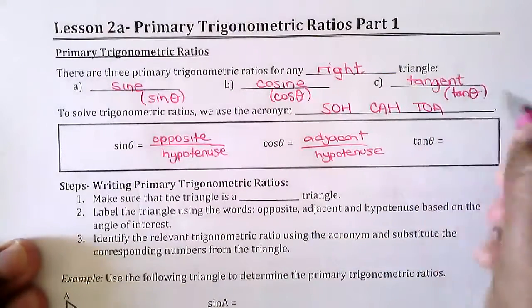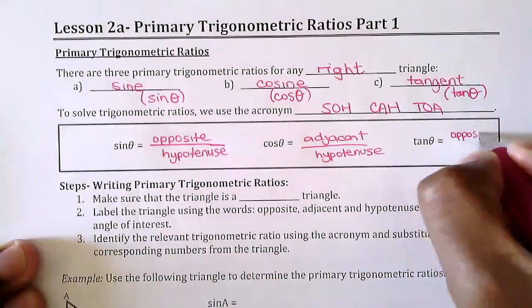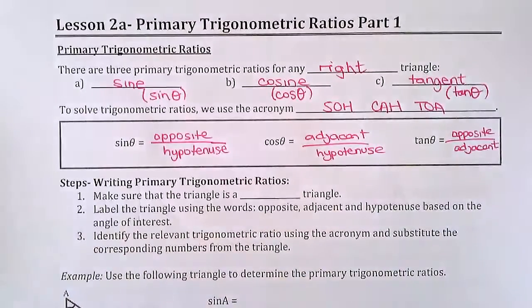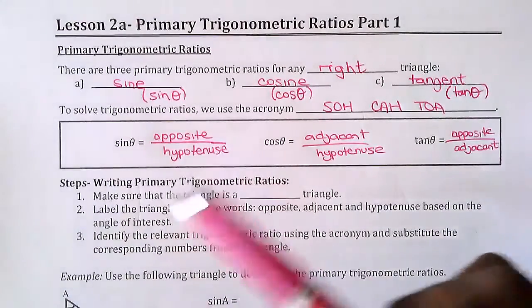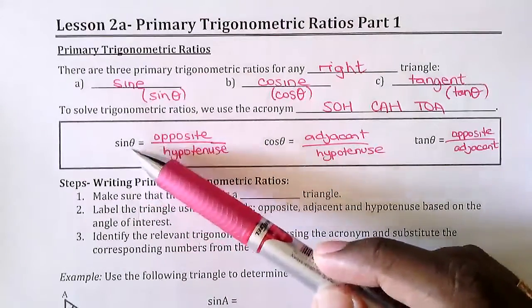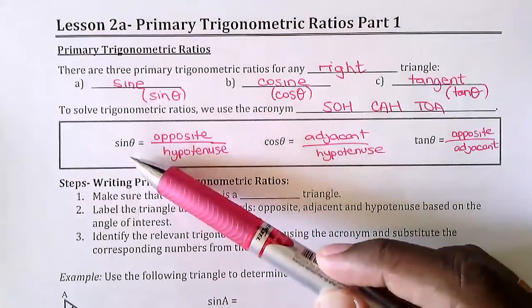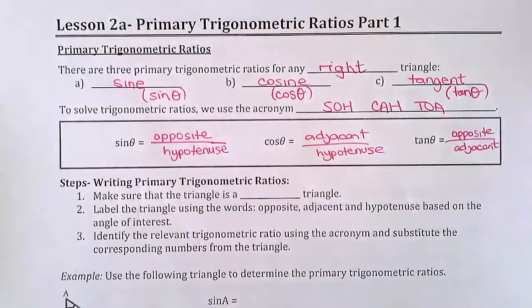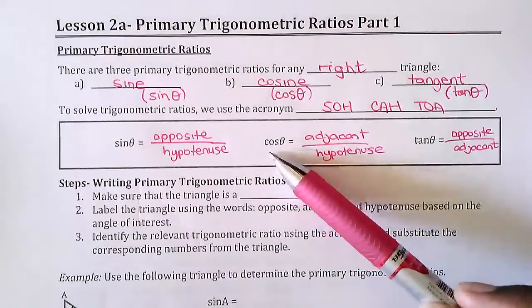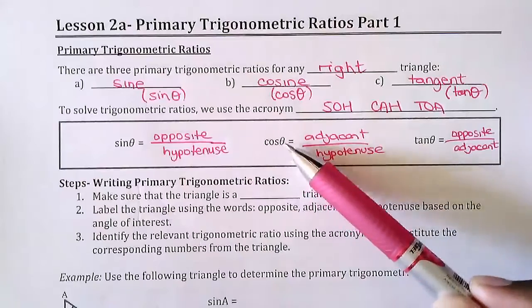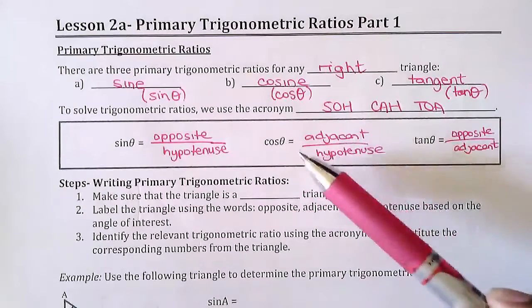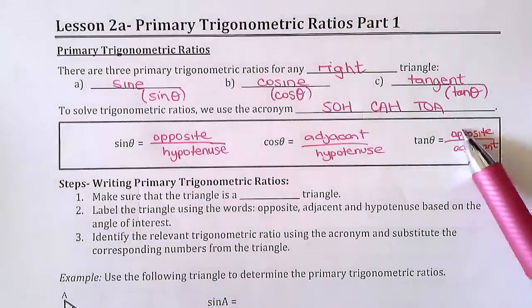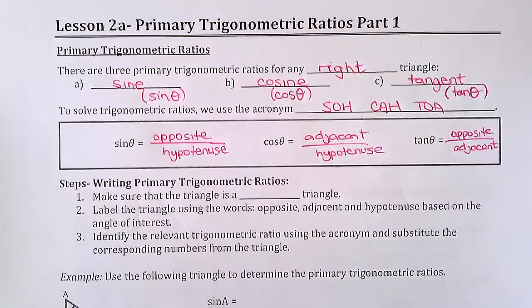And tangent is TOA, so opposite divided by adjacent. Okay, so that's what SOHCAHTOA means. It essentially tells you to find the trigonometric ratio for sine theta, where theta is an angle of interest. You take the length of the opposite and divide it by the length of the hypotenuse. To find the trigonometric ratio associated with cos theta, where again theta is an angle of interest, we do the side length of the adjacent divided by the side length of the hypotenuse. And to find tan theta, we do the side length of the opposite divided by the side length of the adjacent.